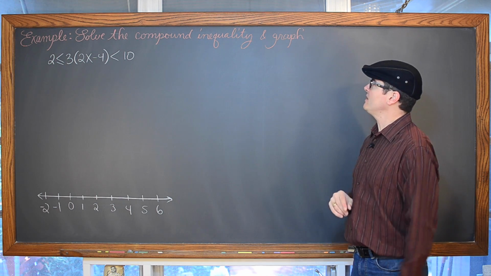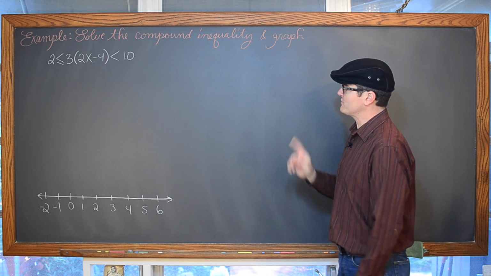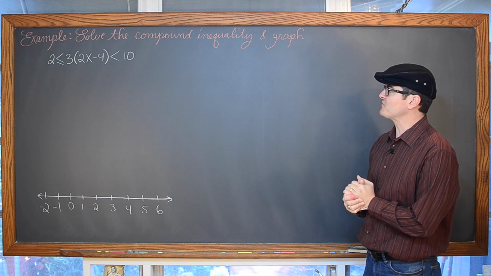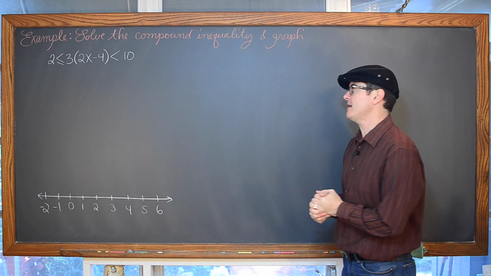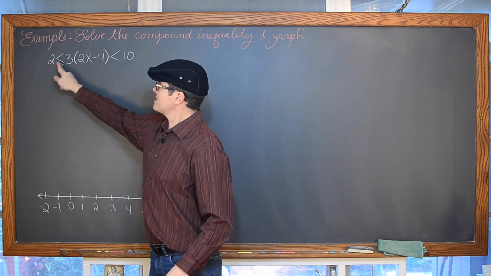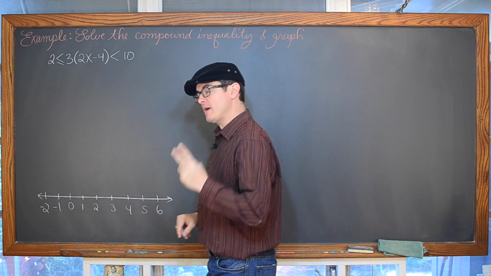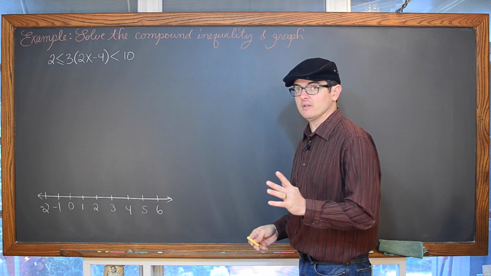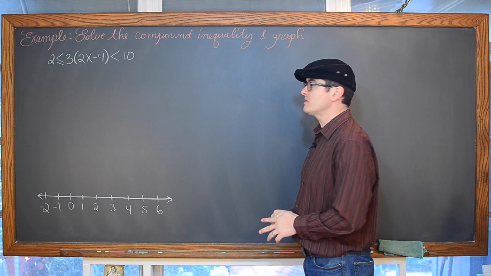Solve the compound inequality and graph it. We have 2 is less than or equal to 3 parentheses 2x minus 4 is less than 10. Now, one sentence, two inequalities, which means we do have two unique inequalities in that one statement. And if you like, you can break it up into two separate parts.